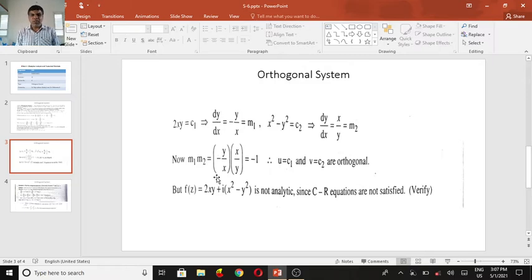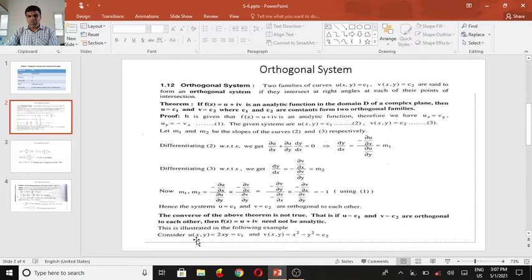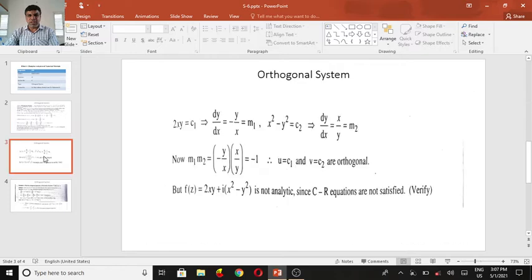But consider the complex variable function f(z) equal to 2xy plus i times x squared minus y squared. Here, if we choose u(x,y) as 2xy and v(x,y) as x squared minus y squared, the complex function w equal to f(z) equal to u(x,y) plus i v(x,y). So f(z) equals 2xy plus i times x squared minus y squared. But it is not analytic.